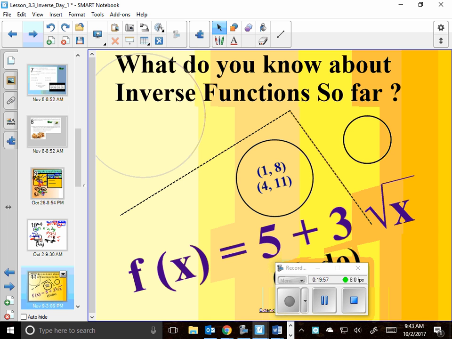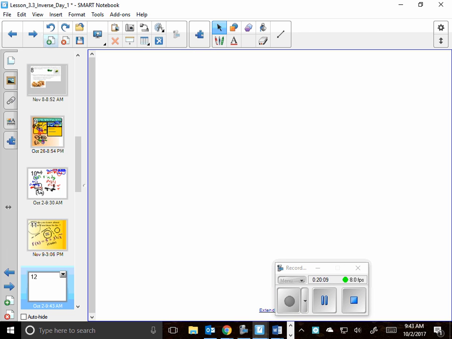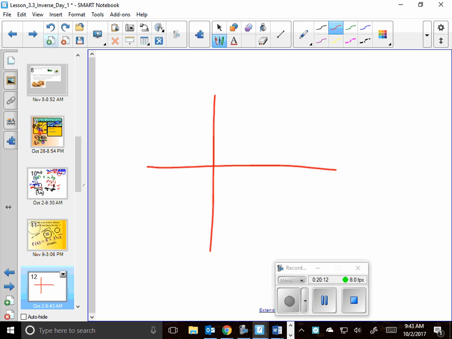What if I said inverse of multiplying by 2? What do you think that would be? Dividing by 2. All right. So inverses also have this strange property that if you take an inverse and you reflect it across the line y equals x, that's the equation y equals x, right? If I reflect it across that line, then it's an inverse.